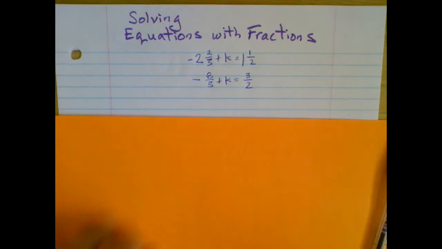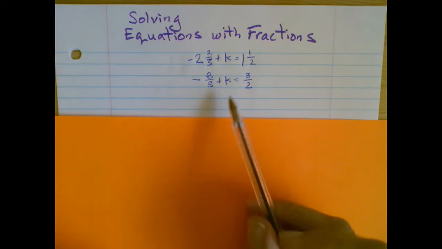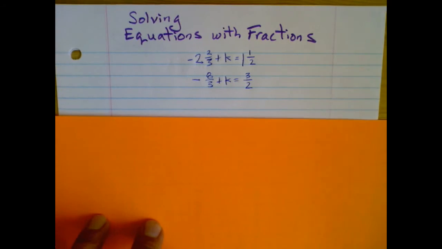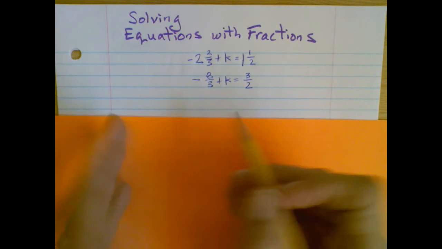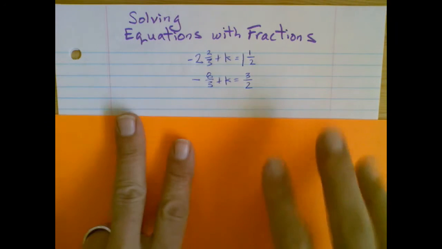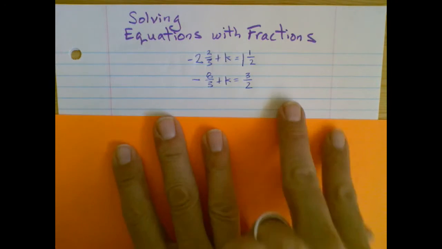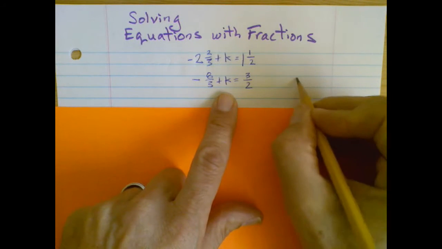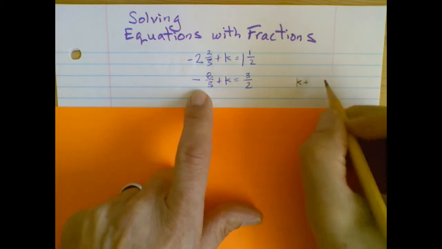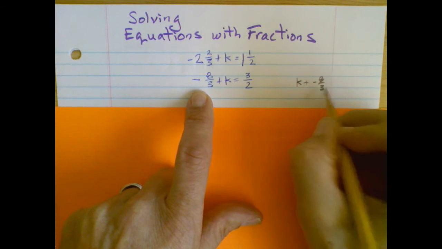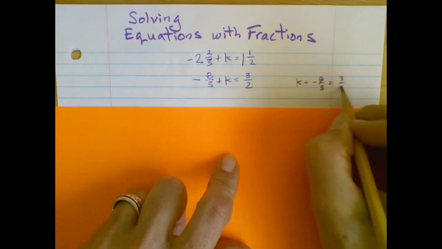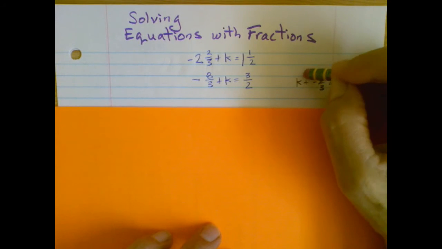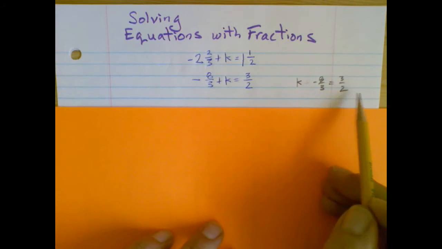Now, what is happening to the k? Well, it looks like I'm adding a negative 8/3. Just as a way to rewrite the problem to think about it differently, with adding, you know that 2 plus 3 is the same thing as 3 plus 2. So I can change the order of this just to see what it looks like. If I do that, I have k plus negative 8/3 equals 3 halves. Well, plus a negative is the same thing as writing k minus 8/3.